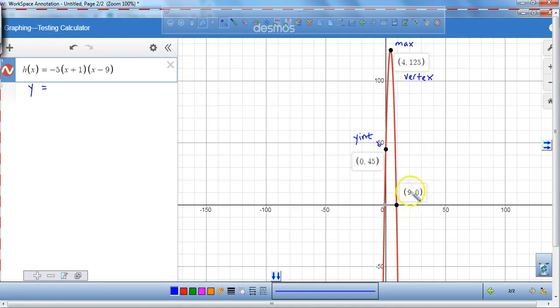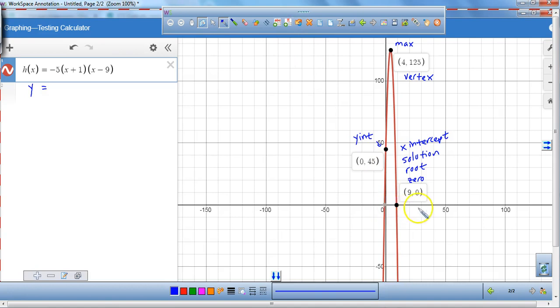And right here, this 9, 0, that's called a 0, also known as a root, a solution, which is considered to be one of the x-intercepts. These are all words that mean the same thing. The other x-intercept is over here at -1, but that doesn't make sense because you really can't have negative time. So our 0 basically means at 9 seconds it hits the ground.